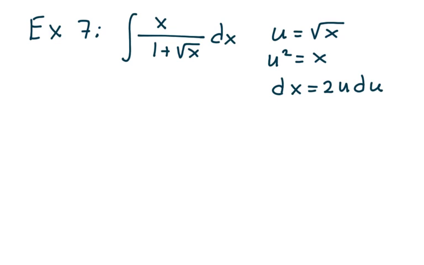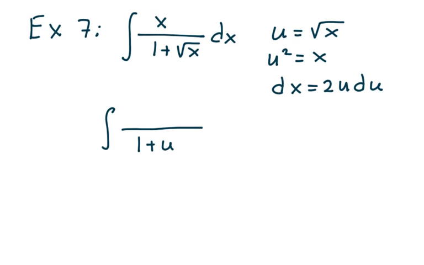And then I want you to notice what happens. Now, I'm going to write this as 1 plus u for the denominator. In the numerator, I get u squared, but I'm going to multiply by 2u du.